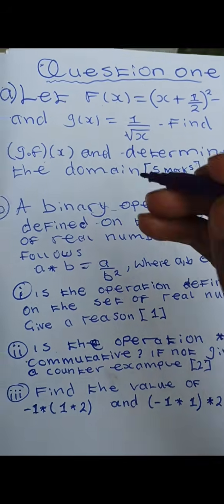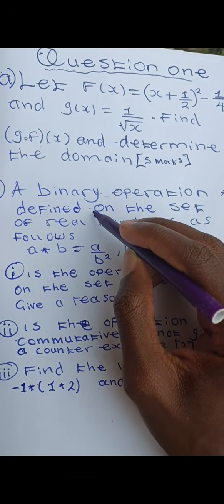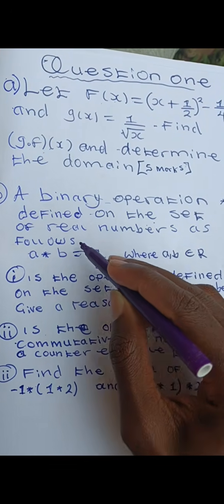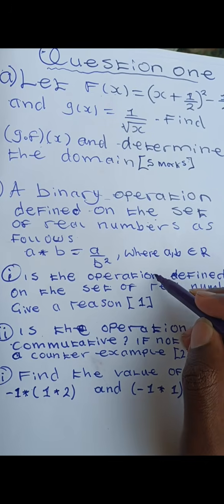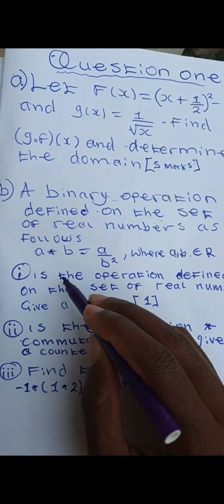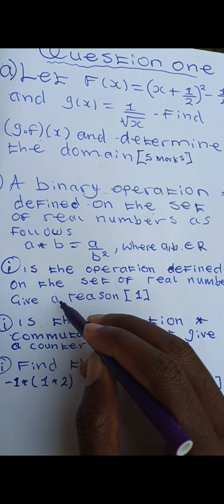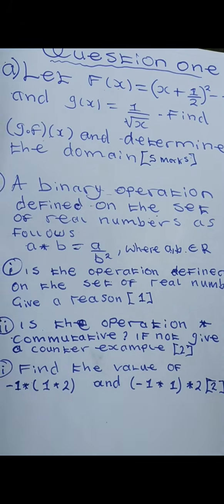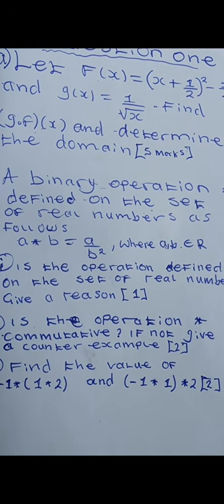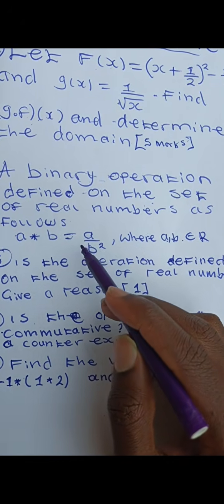All right, so we now have question 1b, saying that a binary operation is defined on the set of real numbers as follows. You have this formula, where a, b are real numbers. So the first question is: is the operation defined on the set of real numbers? And give a reason. The way we handle this question is you think of possible real numbers that you can use in this formula.